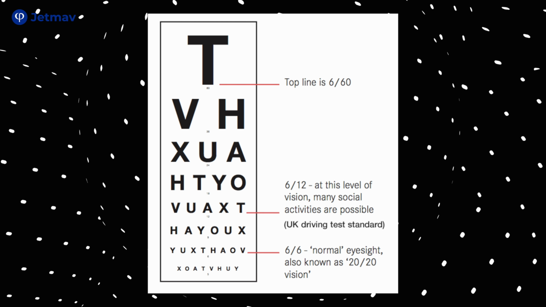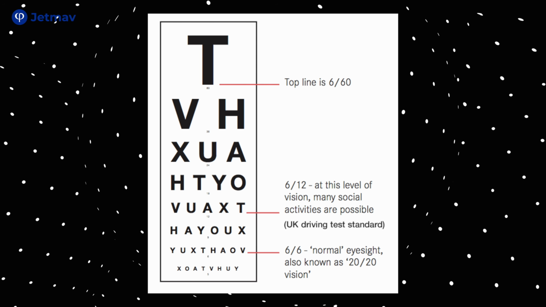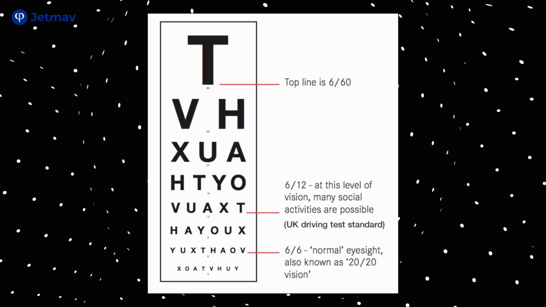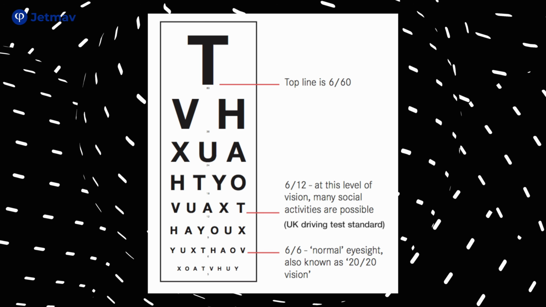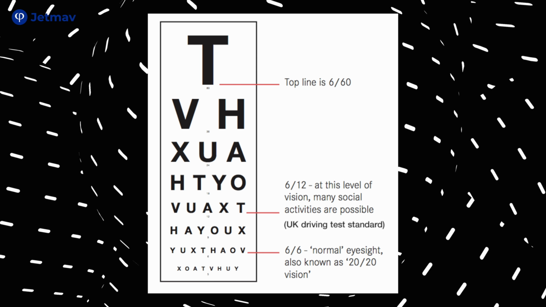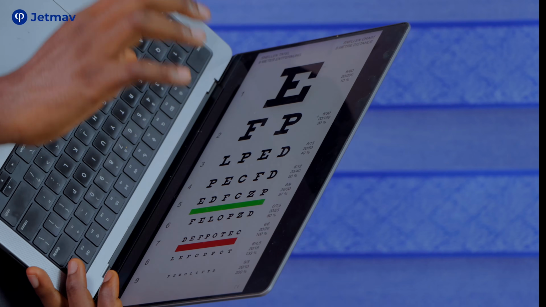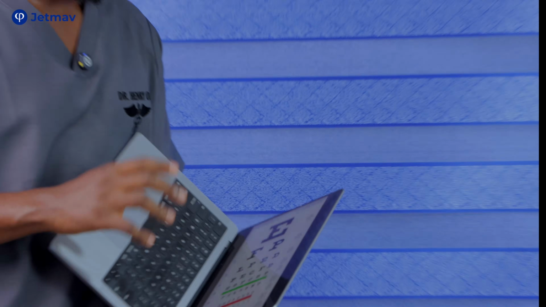What it means is that what a normal person, like this 6/12, what it means is what a normal person can actually read in 12 meters, you can actually read it only in 6 meters, which means you have to come closer to 6 meters to be able to read what a normal person can actually read from afar, which is 12 meters. Okay? So when the patient is not able to read the 6/6, you can actually tell the patient to come up and read a bigger one. The smallest one the patient is able to read, that is the patient's visual acuity.